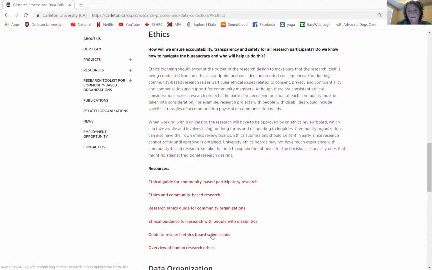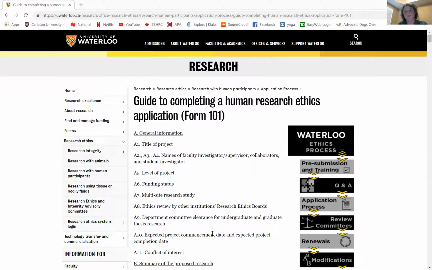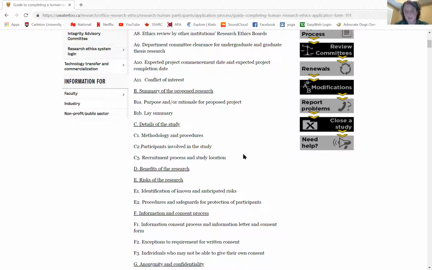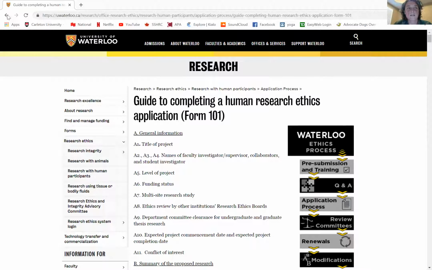So I'll bring one up here. This one's for the University of Waterloo, but it gives a really good breakdown of the different information that is asked for when you're applying for research ethics. And it goes over many different aspects. So this would be something that we would go through with the academic partner and fill out. But it's good to know and to look at all the different aspects of that.